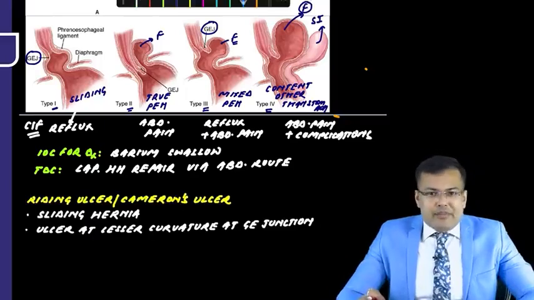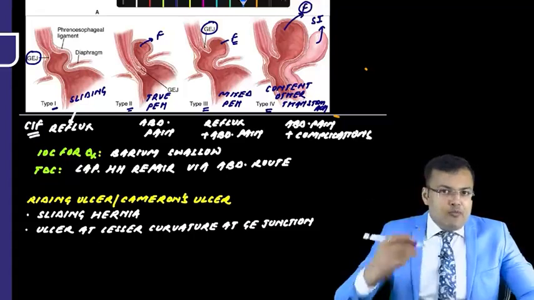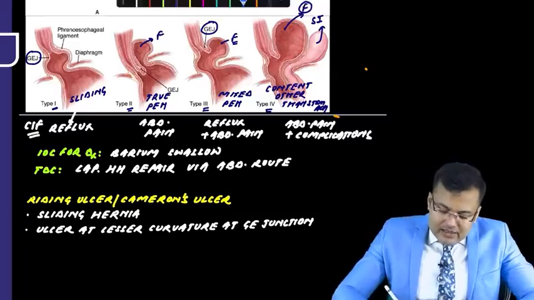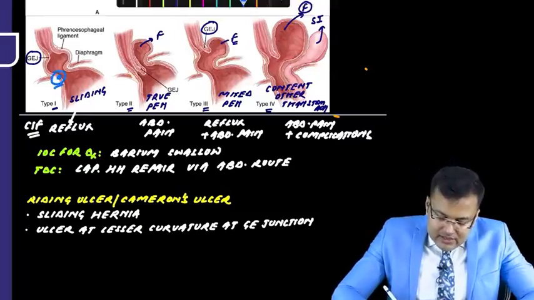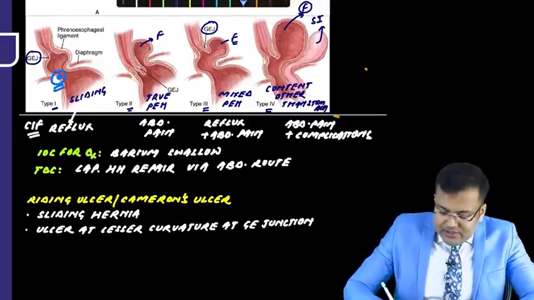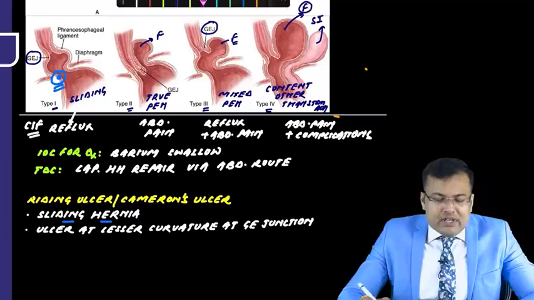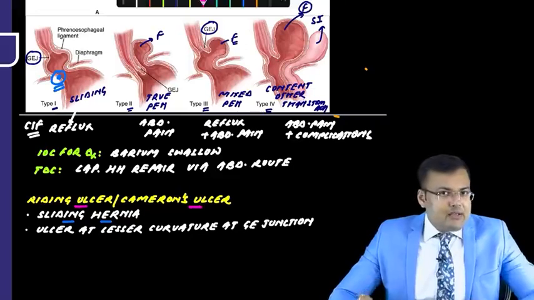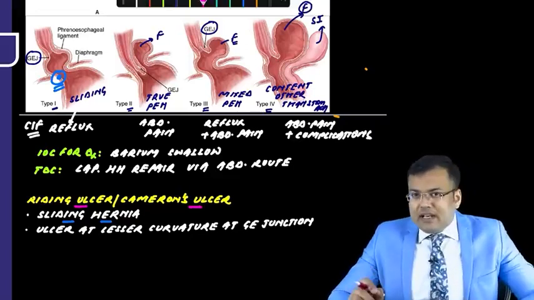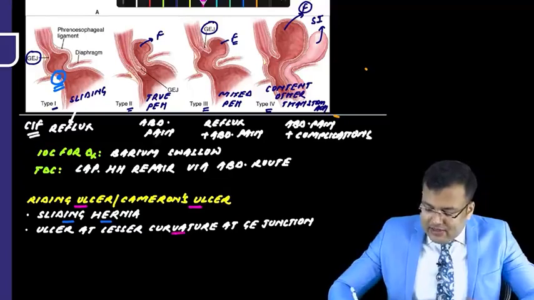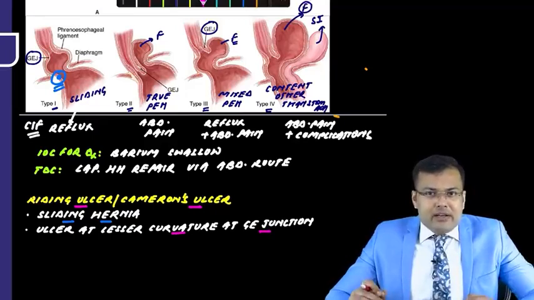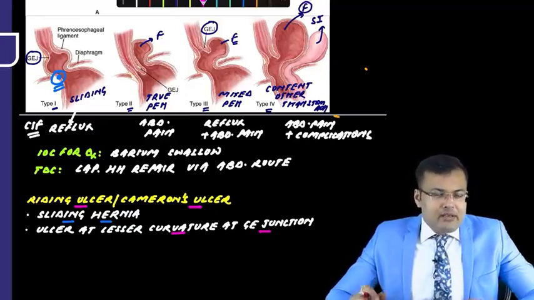There is another problem in patients of sliding hernia. Because of the up and down movement of the GE junction, what happens? There is friction. So these patients can develop an ulcer where? At the lesser curvature near the GE junction, in patients who have sliding hernia. And what is the name of this ulcer? This is known as riding ulcer or Cameron's ulcer. Whenever we treat sliding hernia, this ulcer heals spontaneously.